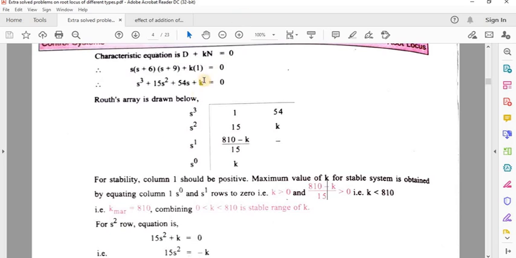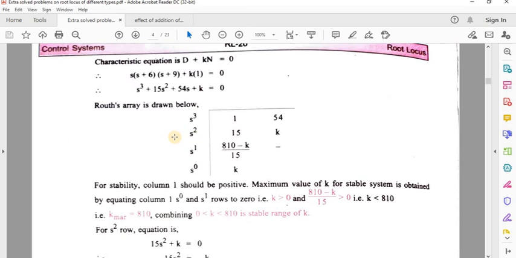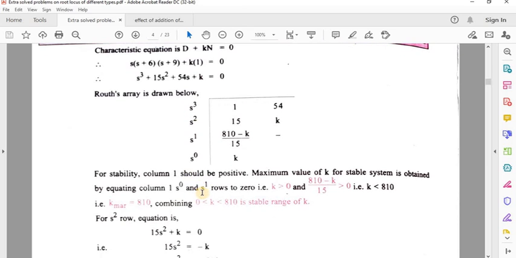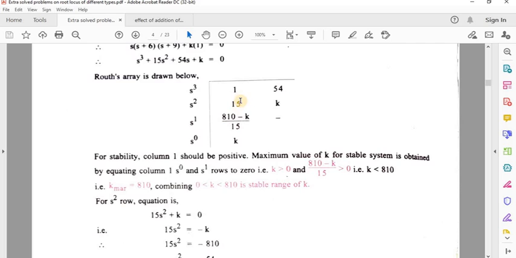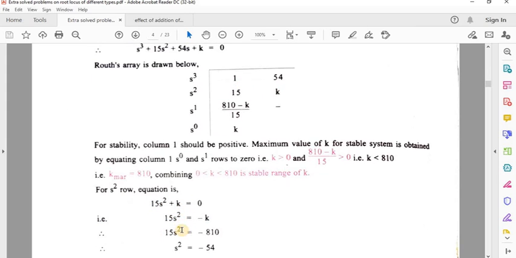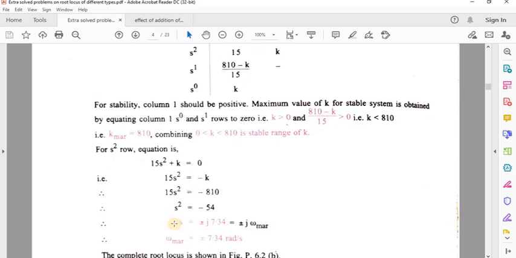Now we have to find out the j omega intersection, the point at which the root locus intersects the j omega axis, the imaginary axis. For that we have to go to this s square row and simplify it. Just put s square here and s raised to 0 here, we will get like this. Then equate, and after taking the square root we will get the value as 7.34 plus minus j 7.34.